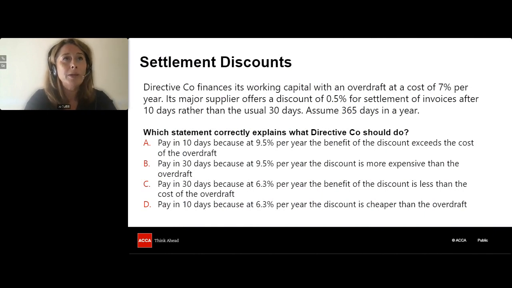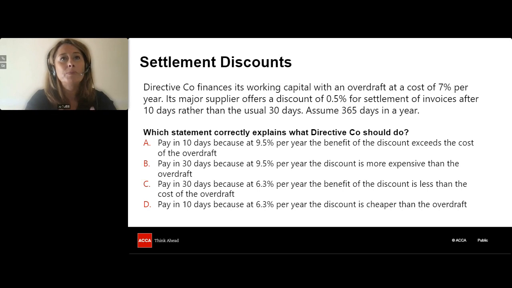So if we read the top bit, it says Directive Company finances its working capital with an overdraft at a cost of 7% per year. Its major supplier offers a discount of 0.5% for settlement of invoices after 10 days, rather than the usual 30 days. Assume a 365 day year. Which statement correctly explains what Directive Company should do? Now, there are 2 statements there which have 9.5% and 2 statements which have 6.3%.